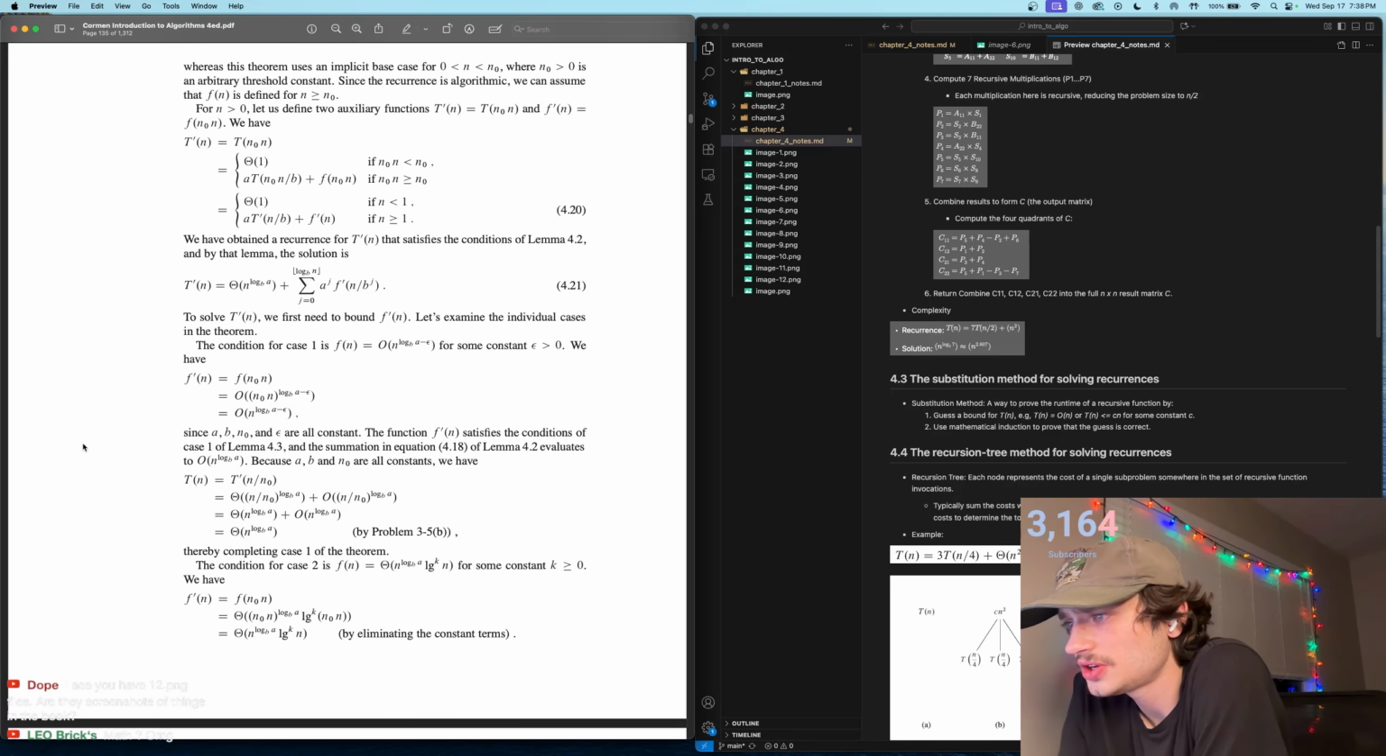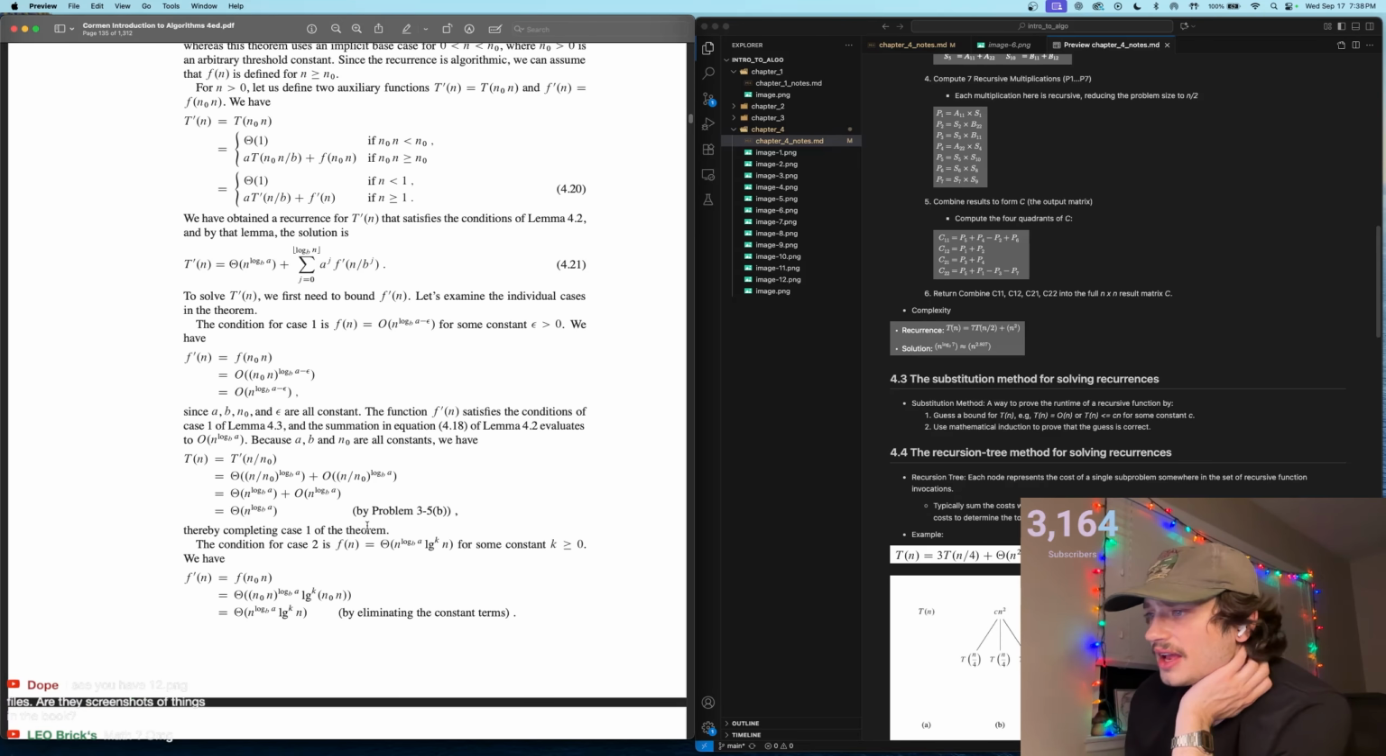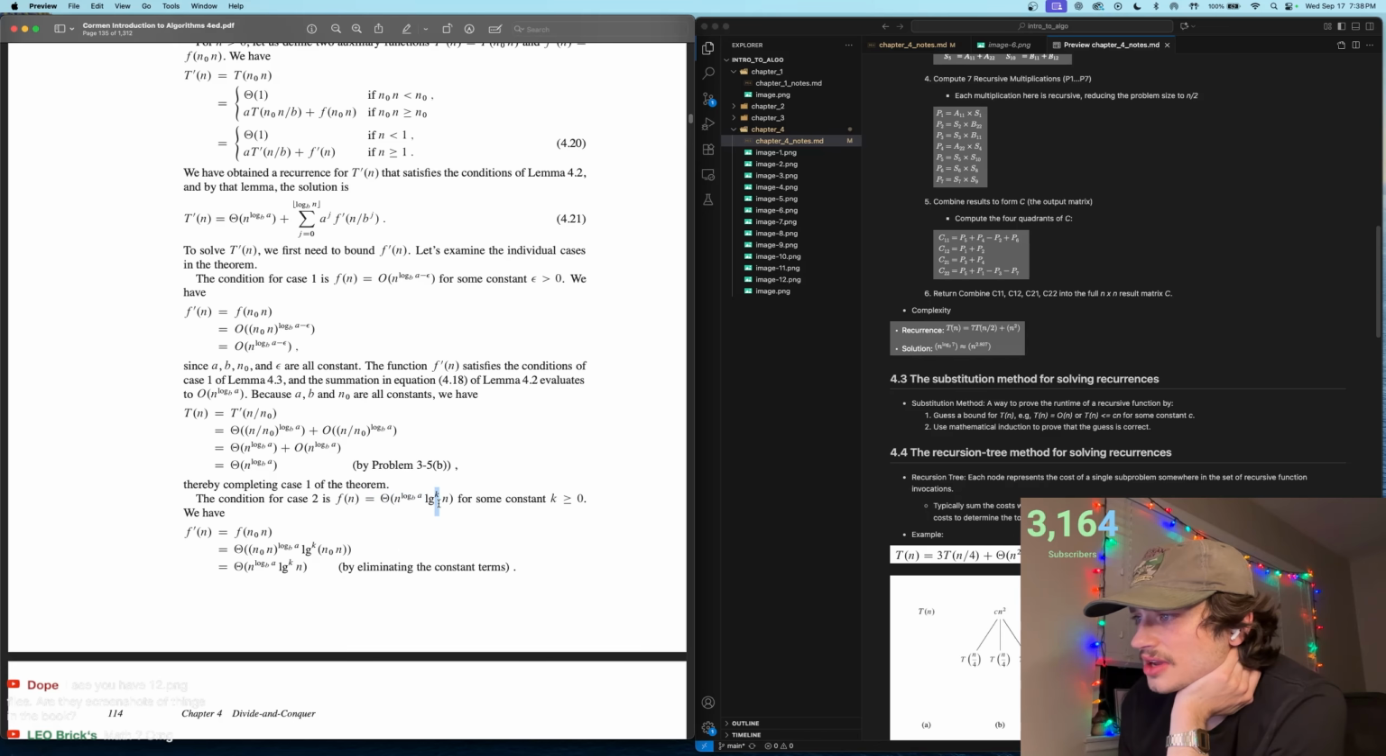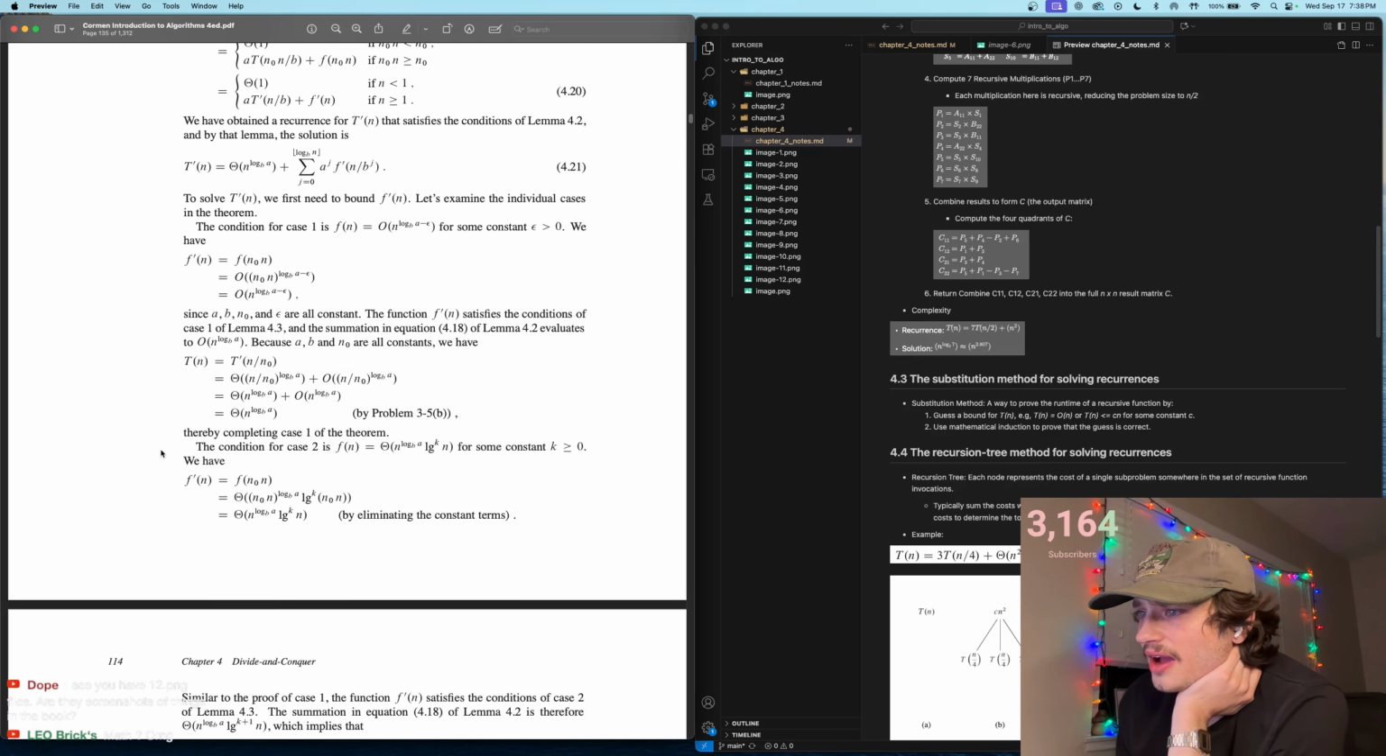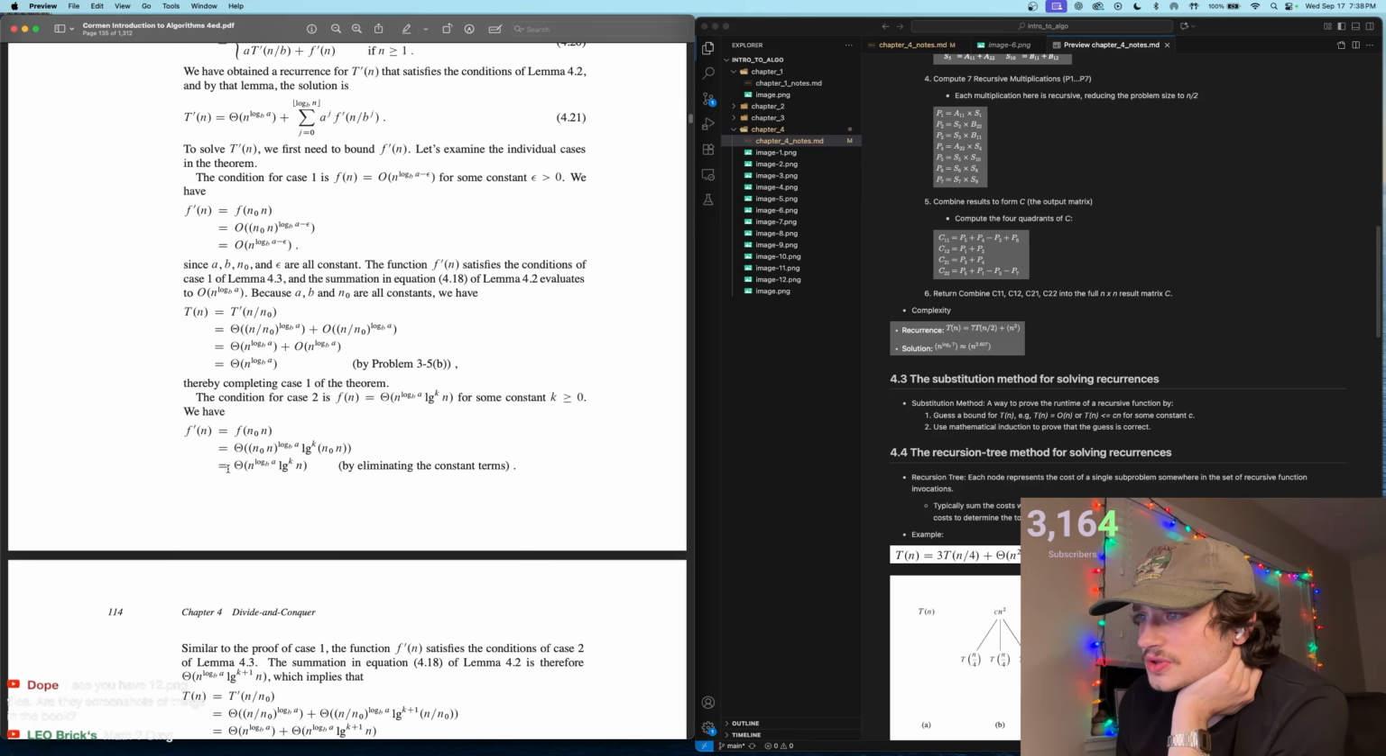The condition for case 2 is f of n is equal to big theta of n to the power of this, for some constant k greater than or equal to 0. We have f prime of n, which reduces down to here by eliminating constant terms.